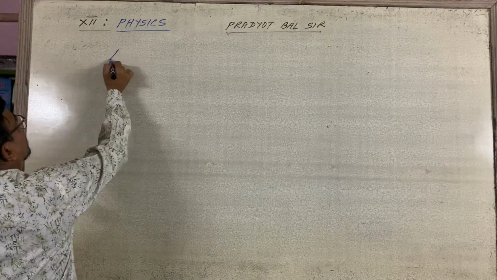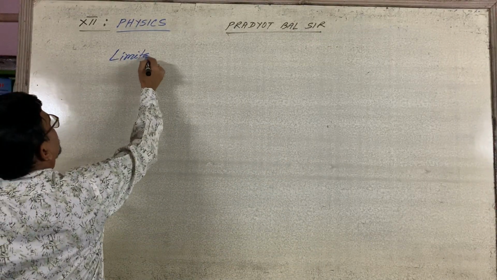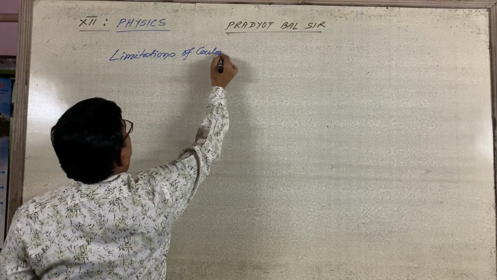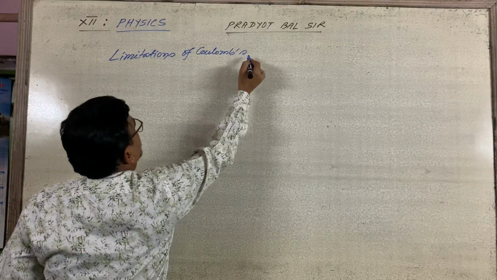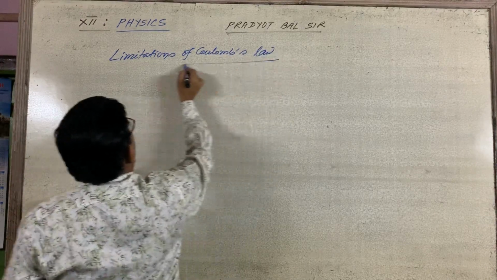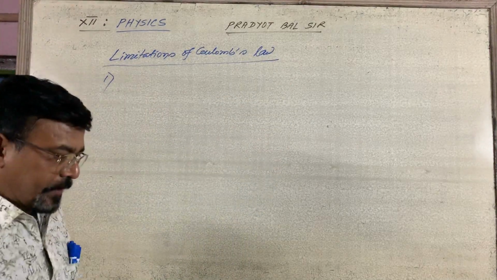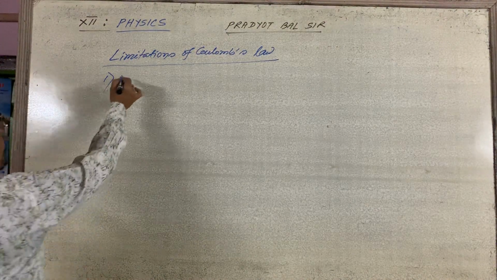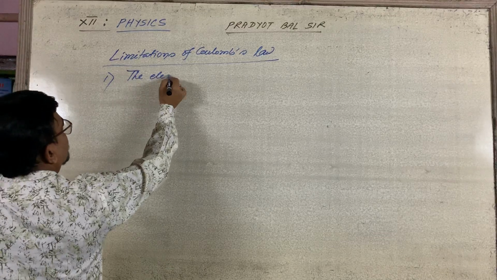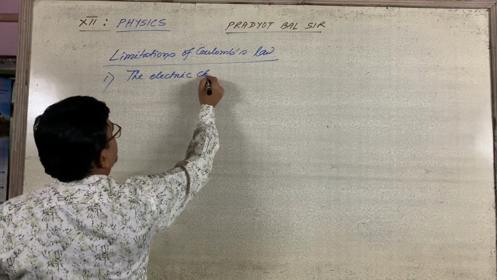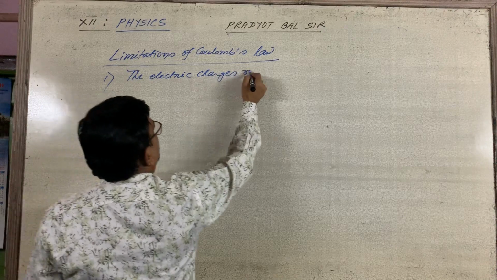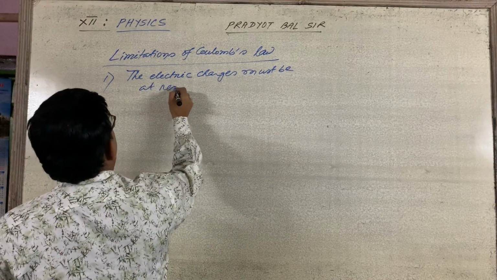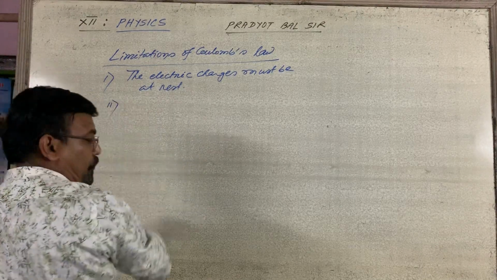Limitations of Coulomb's law. Number 1 point. You write, the electric charges must be at rest.